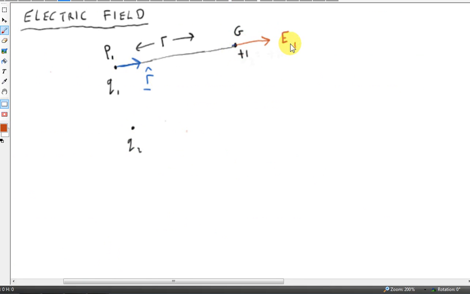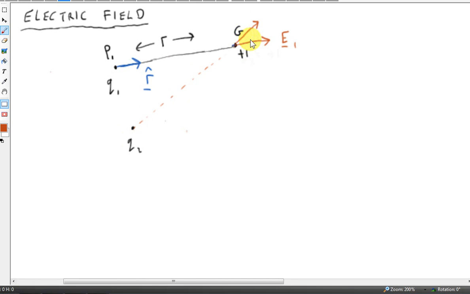Well, I suppose I could say the electric field at G due to 1, but I leave out the G, when E here refers to the electric field at G. Of course, E will vary depending on what point we're talking about, but let's assume we're just talking about this point. We have another electric field vector due to this charge Q2. The direction of this electric field vector will be along the line joining this point with the point G.